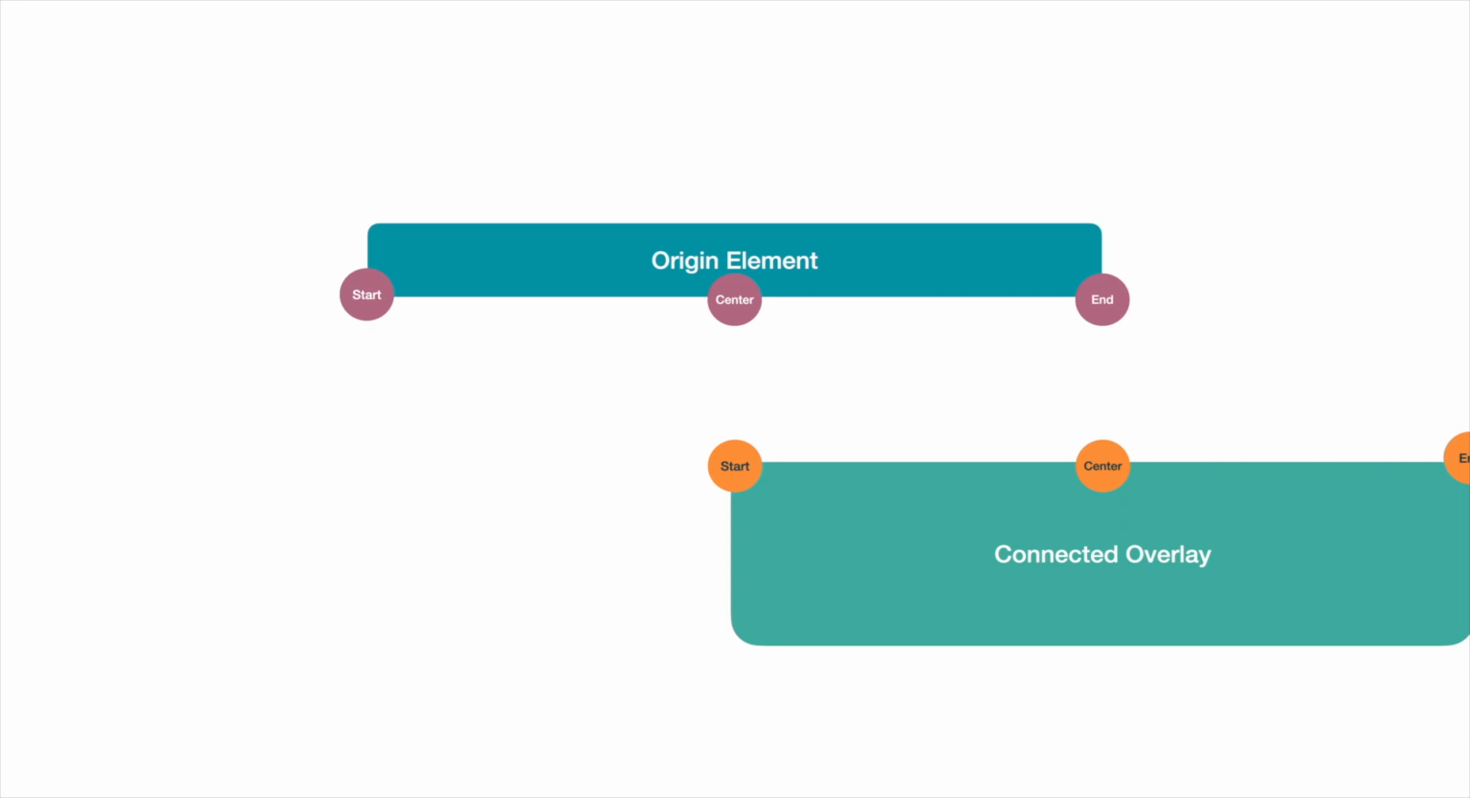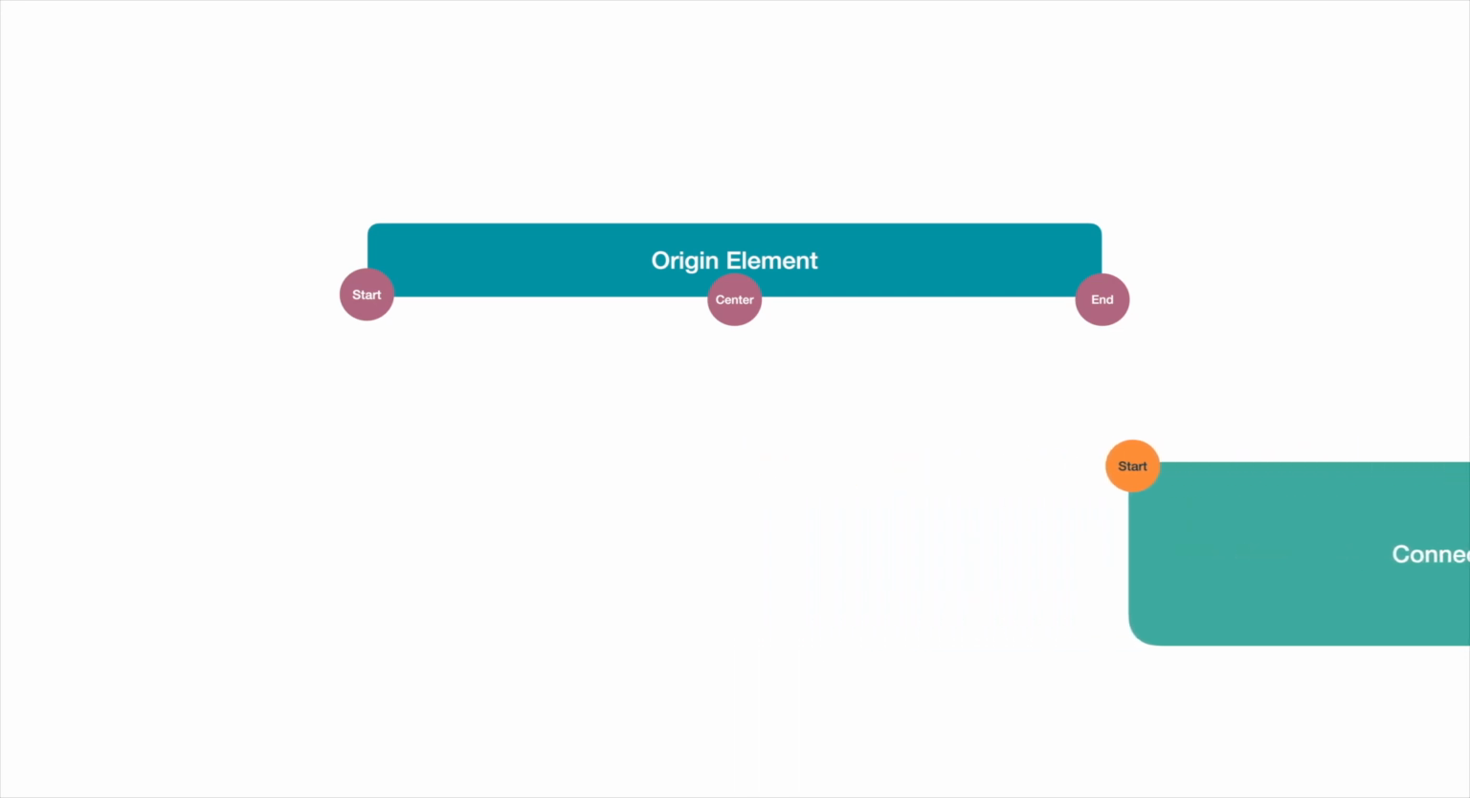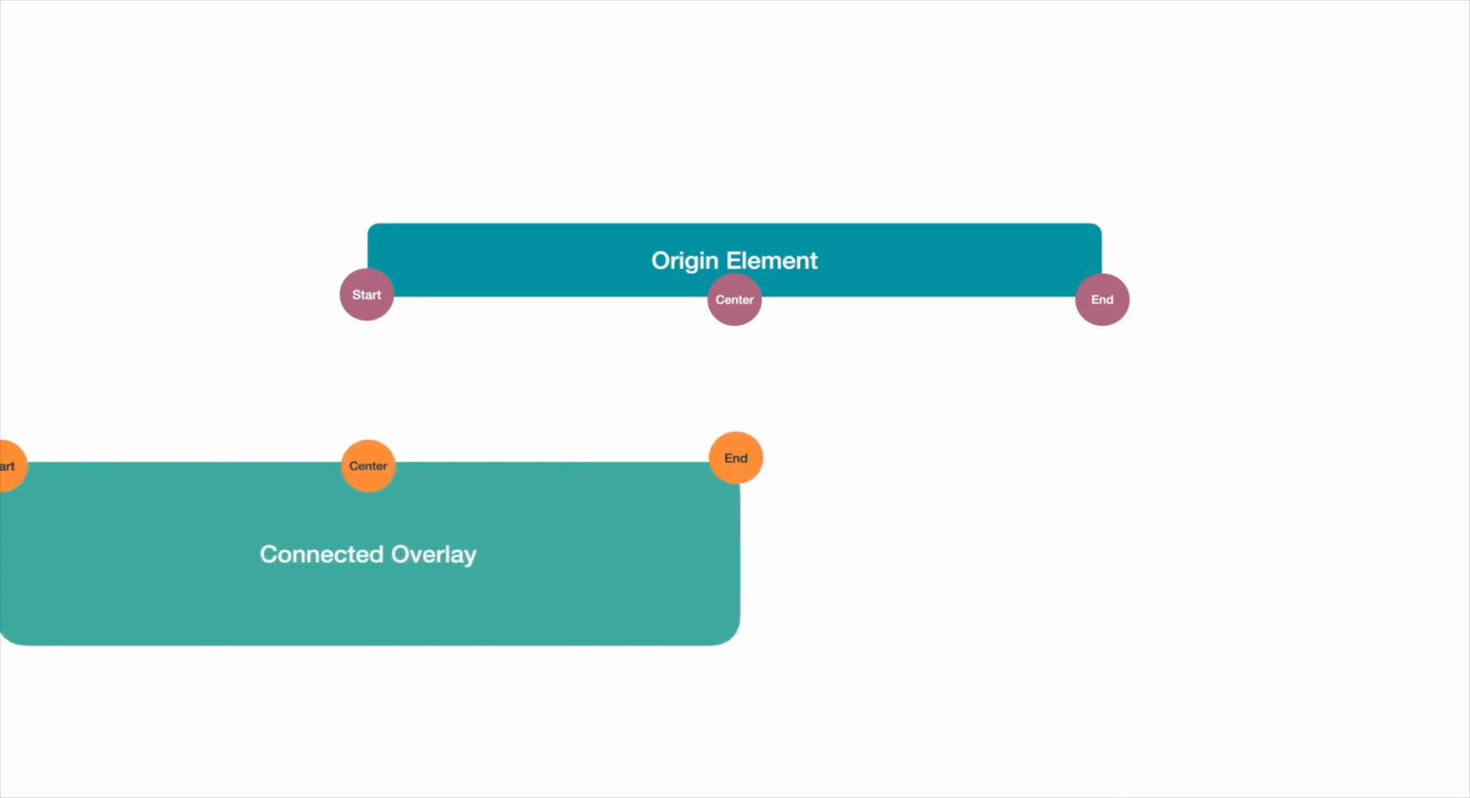So if we want to connect the end of the origin element with the start of the connected overlay, it will end up like this. And let's assume that now we want to match the start of our origin element with the center of our connected overlay. So it will be moved to the start. It will be mapped like this. I hope you understood the idea behind this. So let's implement this in our code.